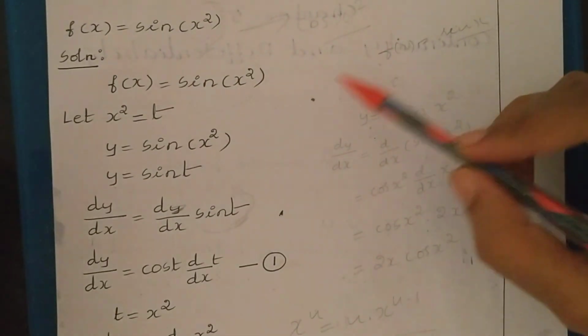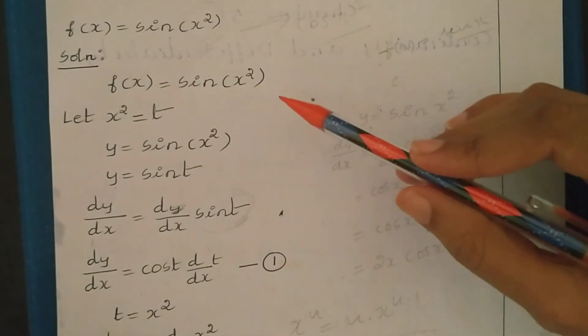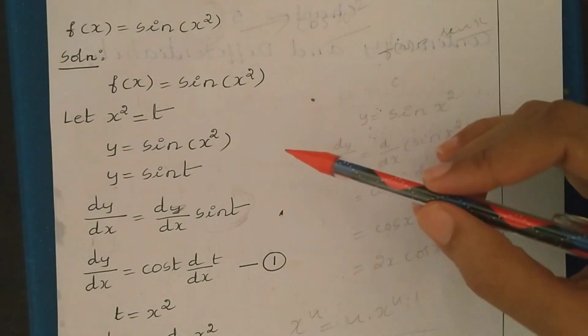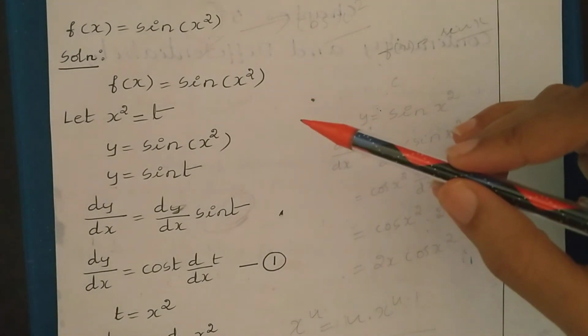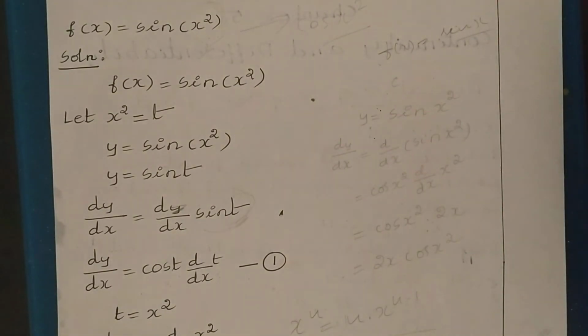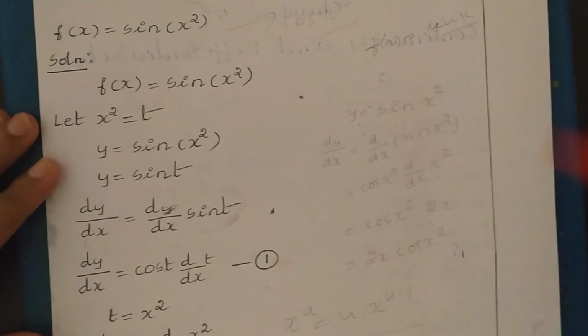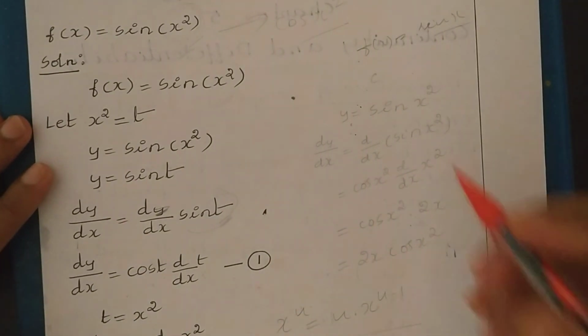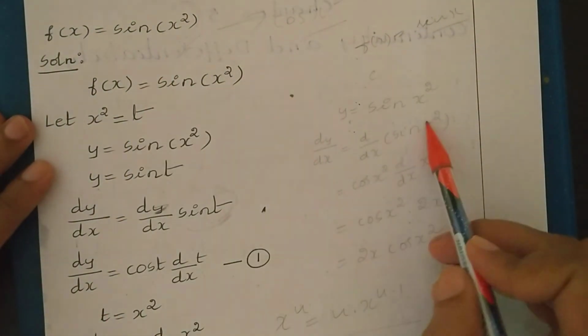Like this way, by taking the second function as a t value, you can differentiate this. Similarly, you can differentiate the composite function with 3 functions, 4 functions. Like that way also you can differentiate. This is the method, or in easiest way you can write the differentiation of this in this way.